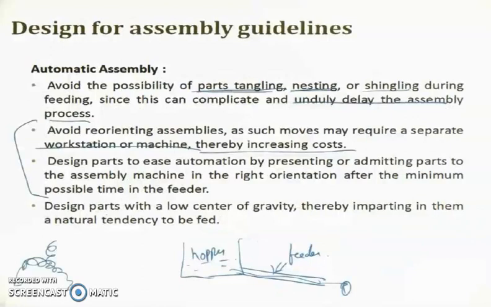While in automatic assembly, avoid the possibility of parts tangling or nesting during feeding, since this can complicate and unduly delay the assembly process. And design parts with a lower center of gravity, thereby imparting in them a natural tendency to feed. Like you can set one hopper or feeder assembly, so the center of gravity should be low for this automatic assembly line.